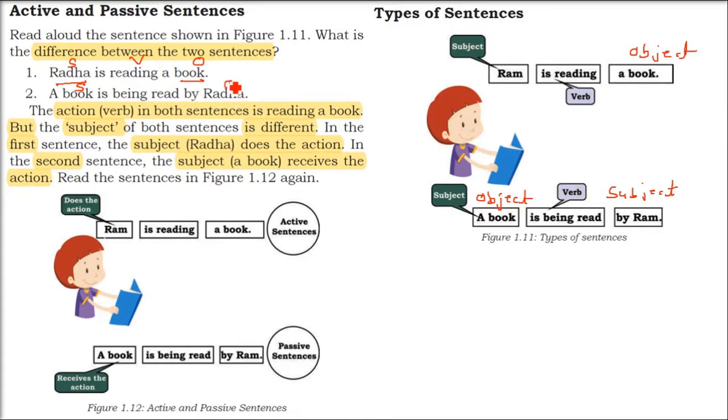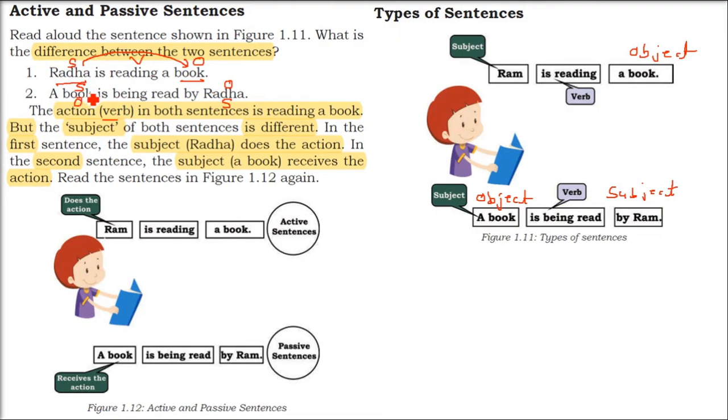See, but the thing is, in the first sentence, the subject is working on the object. The subject is reading a book. But in the second case, the book is being read by Radha. So the subject is getting an action from the object. Now this becomes a passive sentence. The first one is active. Let me tell you again. The action in both sentences is simply reading a book.